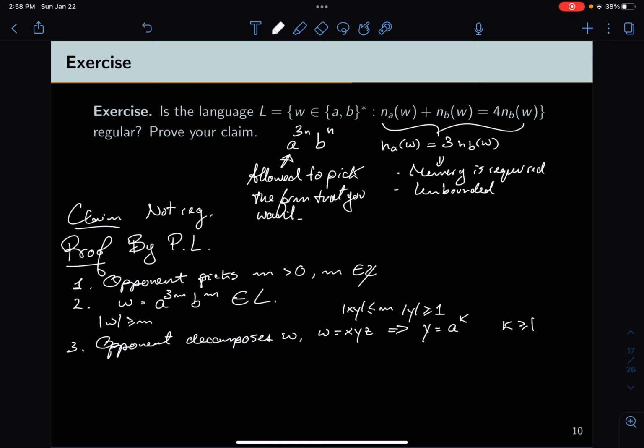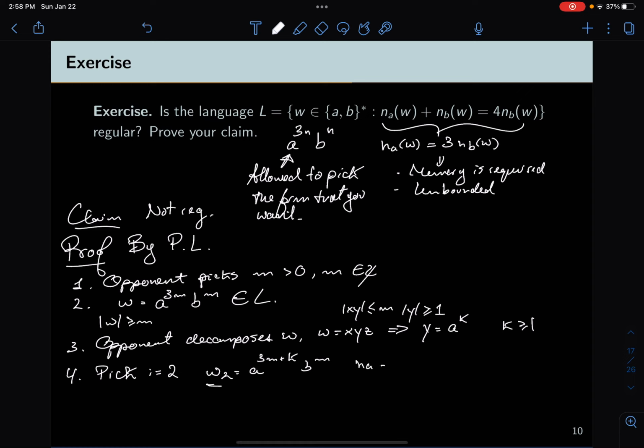And now it's our time to move. And so we have to pick a particular i. Well, if we just pump up by 1, so if we pick i equal to 2, then we'll get w_2 equal to A^{3m+k} B^m. And now what we need to show is that the number of A's is not equal to 3 times the number of B's in this string.